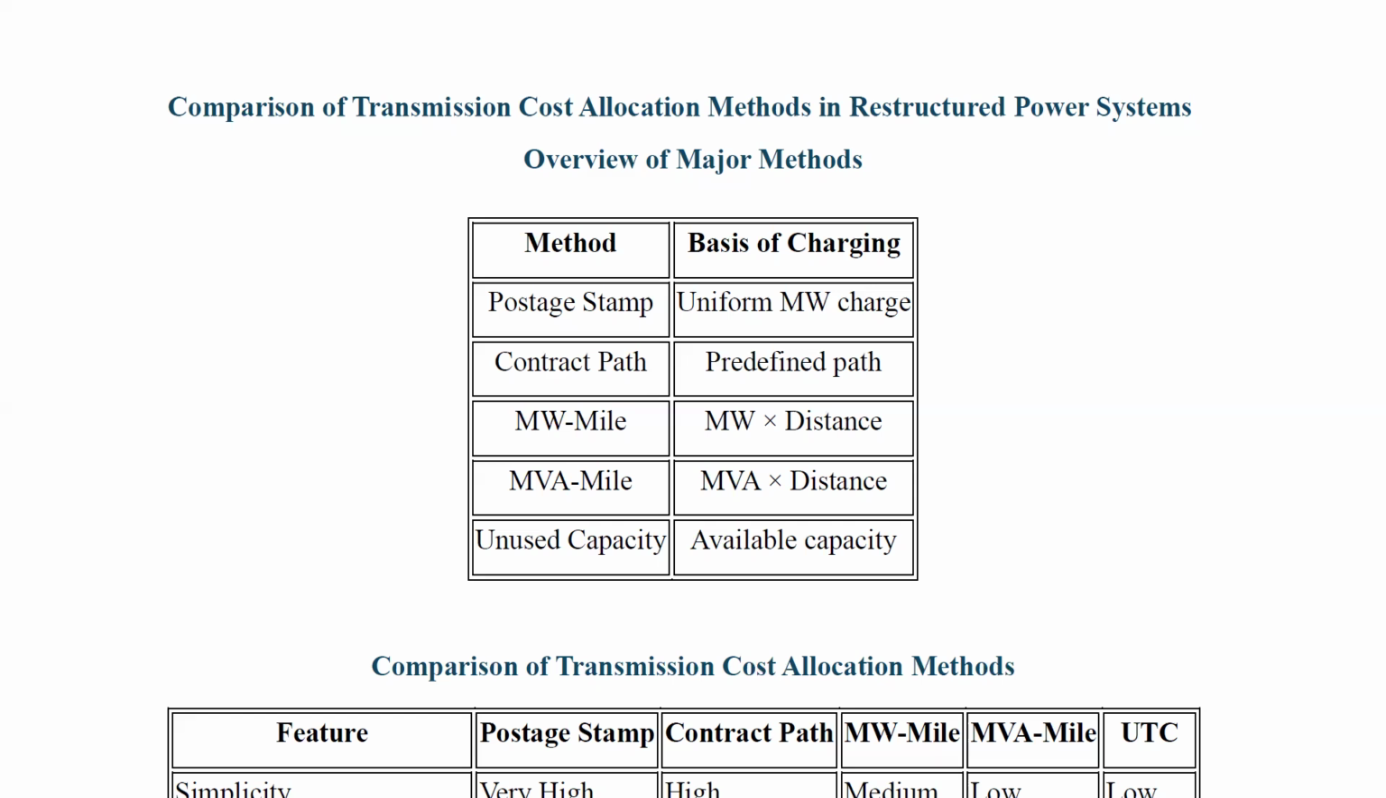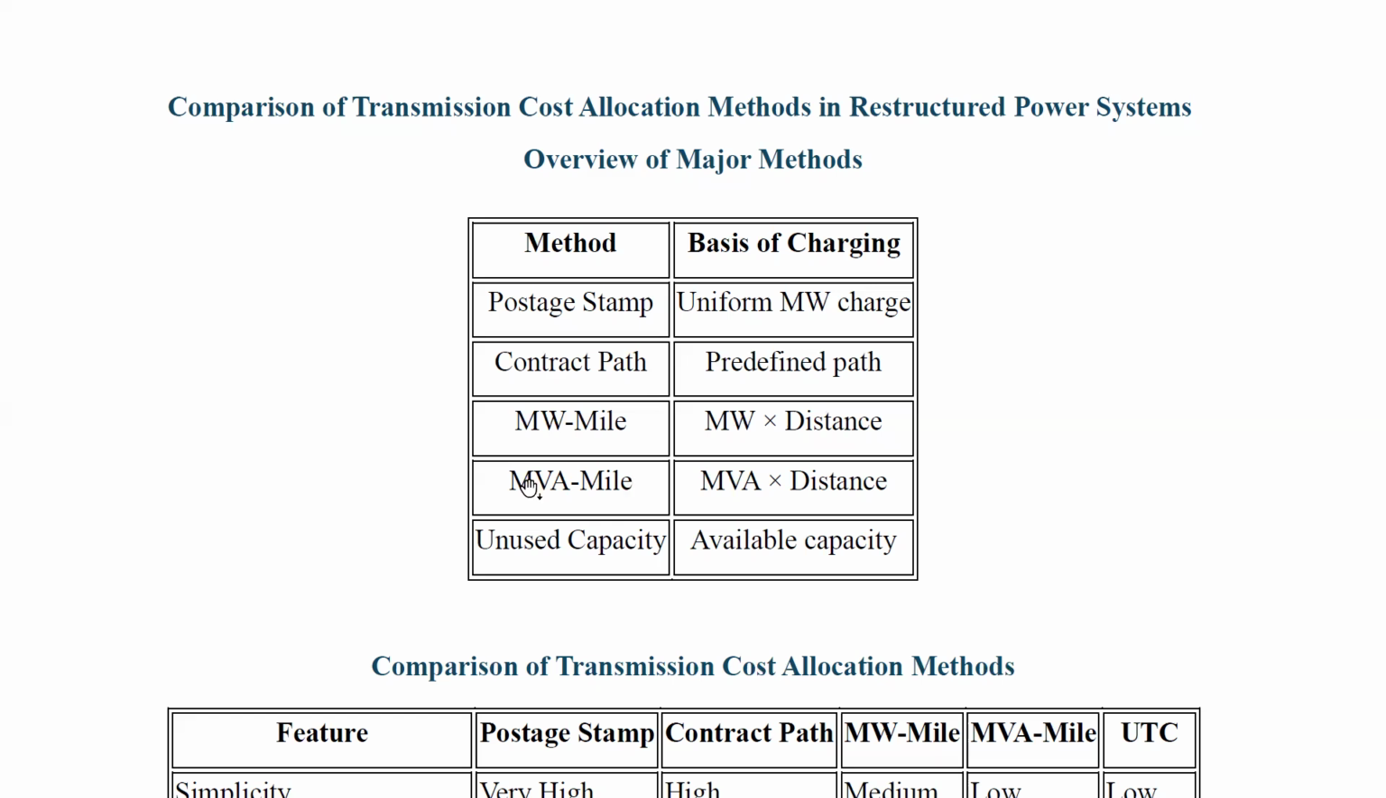Next, the megawatt mile method. It is nothing but megawatt into distance, and the rupees cost per unit. That also we have seen. With megawatt, we are only concentrating on the active power. We are not concentrating on the reactive power.